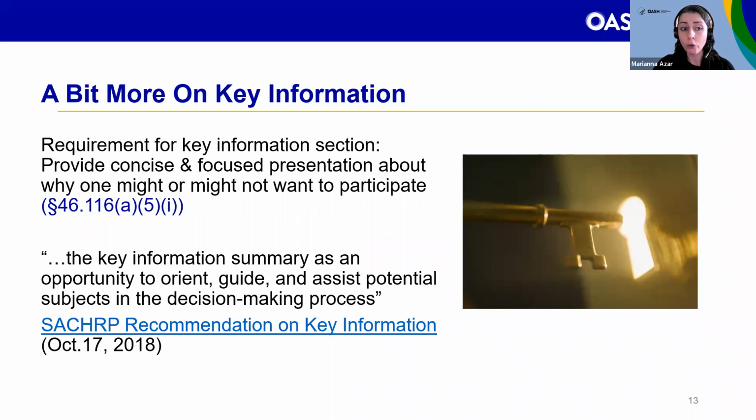And this can be both general information, or it could be very specific details that may influence decision making. The other thing to note about key information is that it's always going to be study specific, and we'll say quite a bit more about this throughout this presentation.